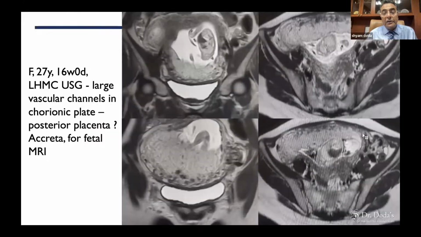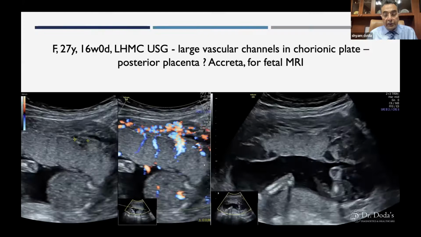The same here in the same patient. So placenta accreta, which was proved. And in the same patient, we did an ultrasound after MR, and we also found that the ultrasound suspicion was correct, and vessels are seen over there.